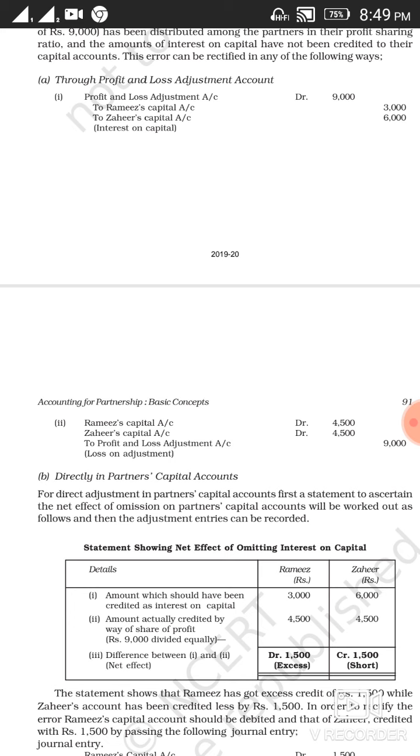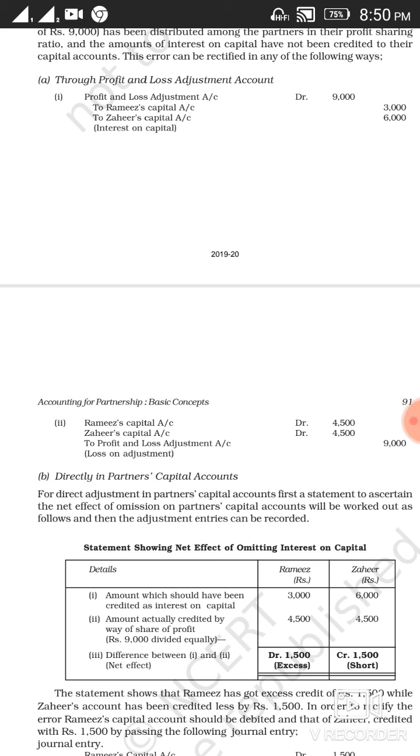So with the help of this, you can make out the entry. The adjustment entry is what? Ramesh capital account debit to Zahir's capital account, 1,500 and 1,500. So this is how you can make your journal entry regarding adjustment, or you could say your adjustment entry. This is how the past adjustments are done if the adjustment has to be made regarding interest on capital.